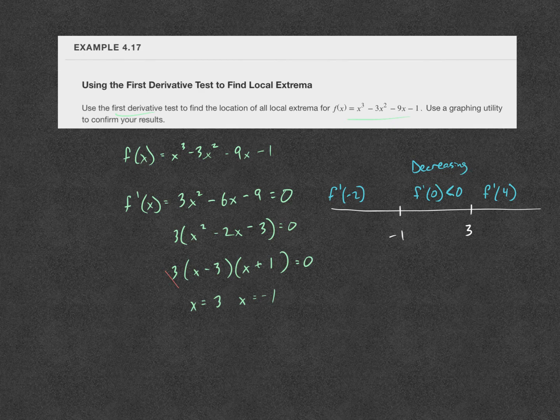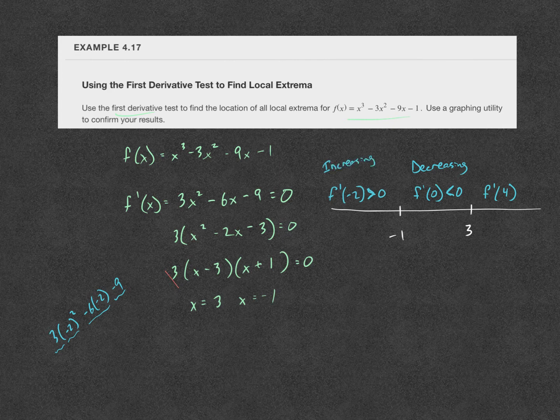If you take negative 2 and substitute it into the derivative, I'll do this off to the side here: 3 times negative 2 squared minus 6 times negative 2 minus 9. That's 4 times 3 is 12, plus 12 is 24, minus 9 is 15. The actual number isn't as important as its sign. It's positive, it is greater than 0. Tells me that the function is increasing.